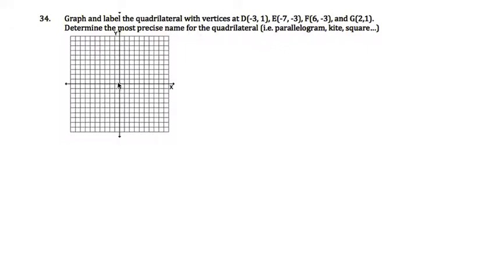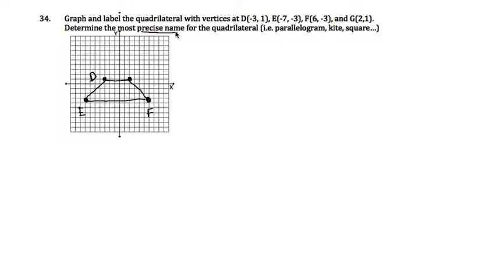So let's just start by graphing this. So negative 3, 1 is point D. E is negative 7, negative 3. F is 6, negative 3. And then G is 2, 1. So just looking at this shape, right now I'm thinking that it is definitely a trapezoid. So I'm going to determine the most precise name for this quadrilateral.